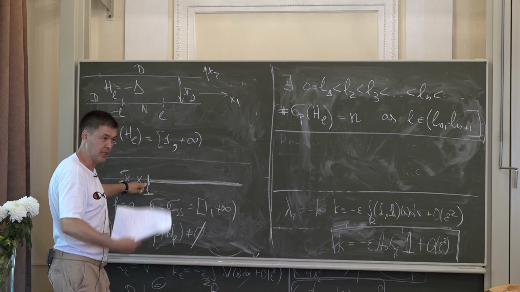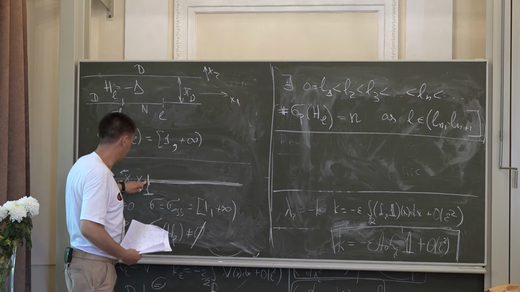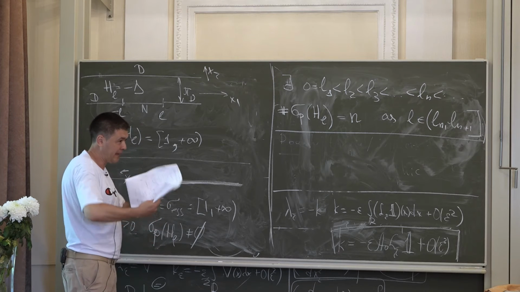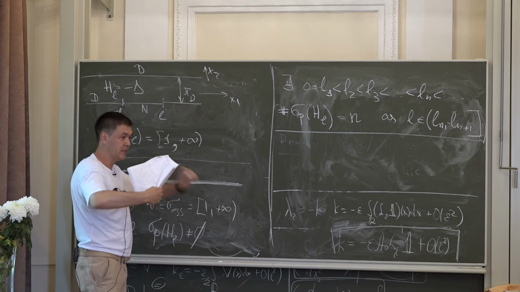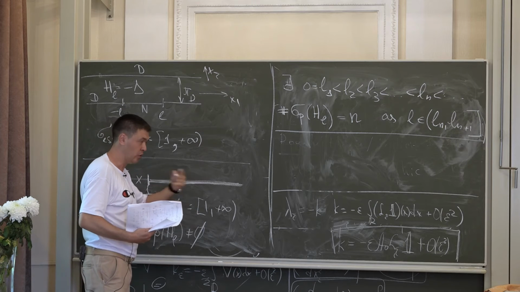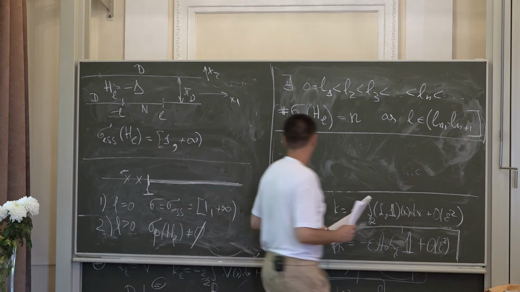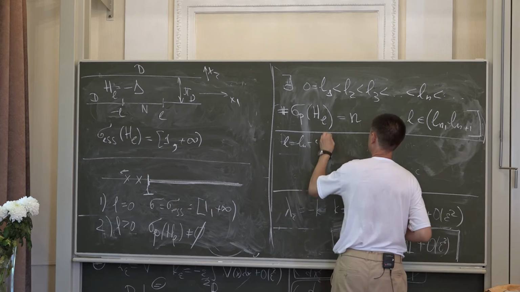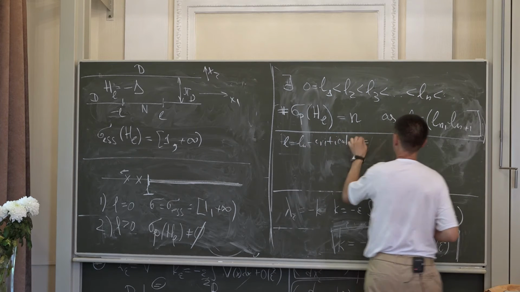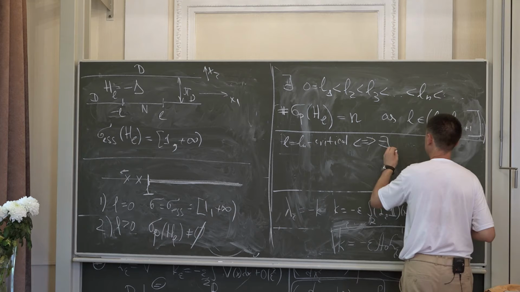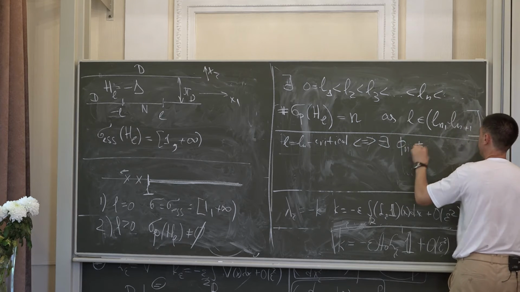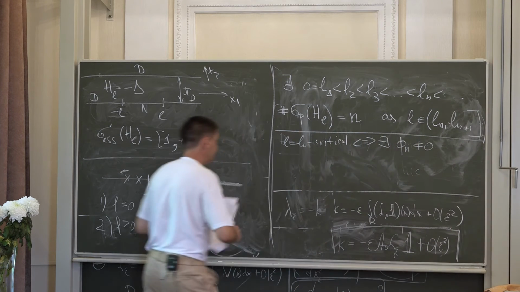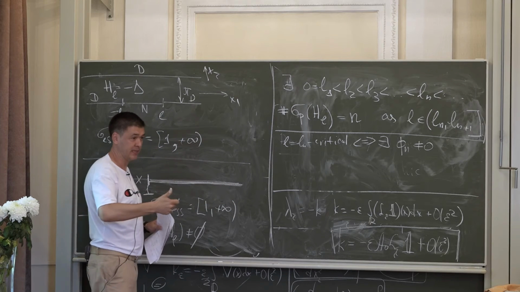So from time to time, a virtual level appears at this bottom, and when we make the window bigger, this virtual level turns into the eigenvalue. And L is critical if and only if there exists a non-zero function phi of n. What does critical mean? Critical means the moment of birth.